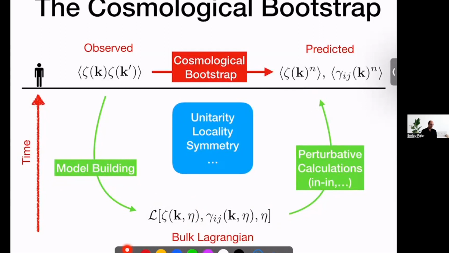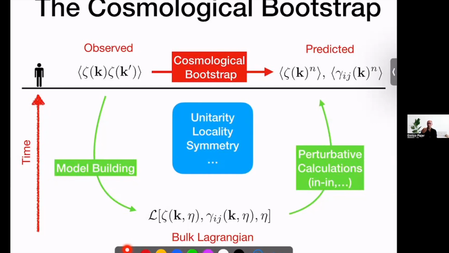And the main idea is to try to bypass as much as possible, and I think we are successful to a large extent, the model building and the description of anything that happens in time. When I say bulk Lagrangian, I mean as a function of time. But rather, I'll try to go directly from making some assumptions about unitarity, locality, and symmetries, the fundamental principles that are behind the laws of physics, and try to see what I can predict straight away from those assumptions without building a model, and especially without invoking a specific time evolution. That's the main idea of the cosmological bootstrap.